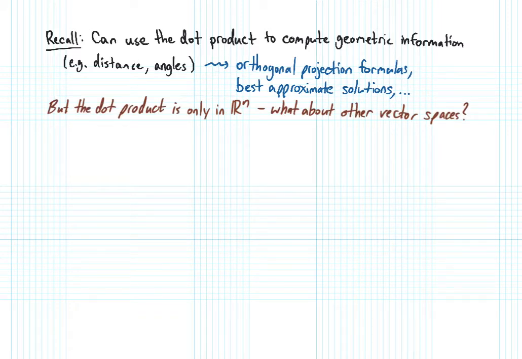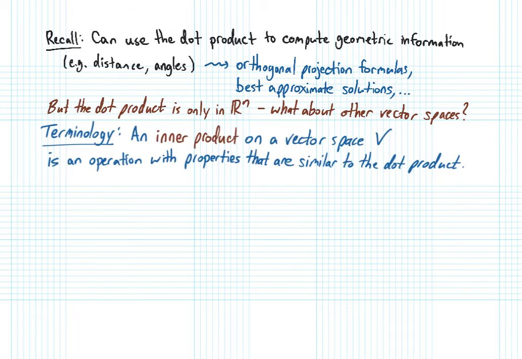But it's worth remembering that the dot product is only defined for vectors in Rn. So what if you have a linear equation in some other vector space, like a function space? What can we do to get best approximate solutions in those cases? So this leads us to the concept of an inner product.